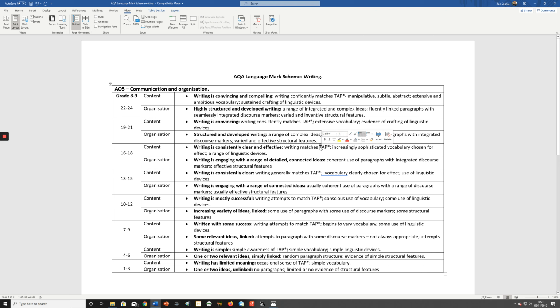Is it prose? That's the type of document, a writing of the description. Is it suitable for the audience, the reader? And the purpose is, are you writing to describe? Okay, and that's the other thing.